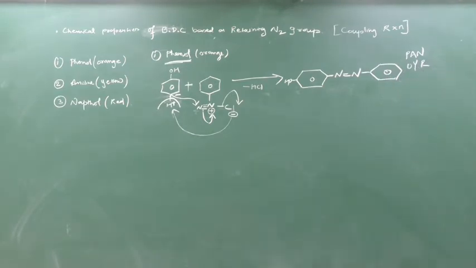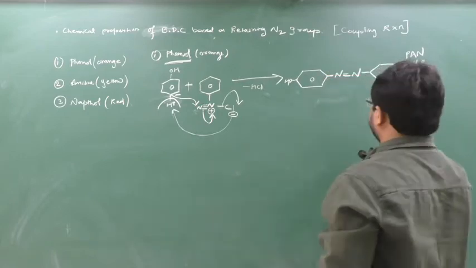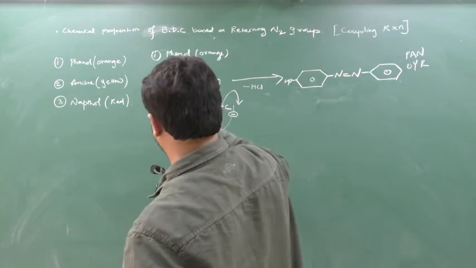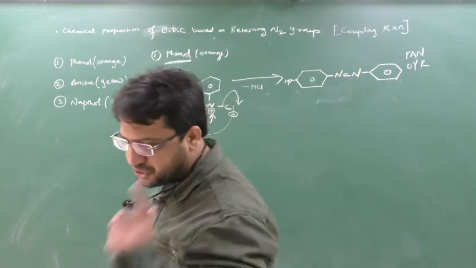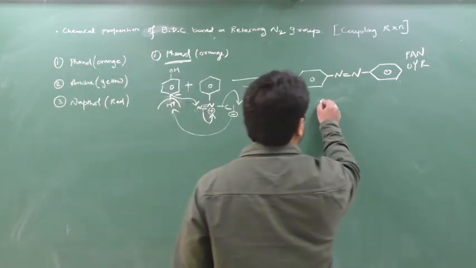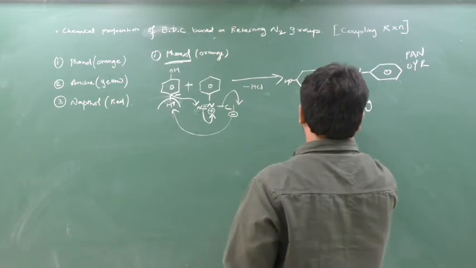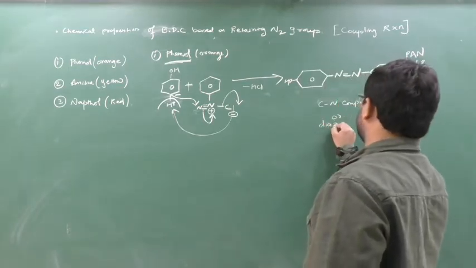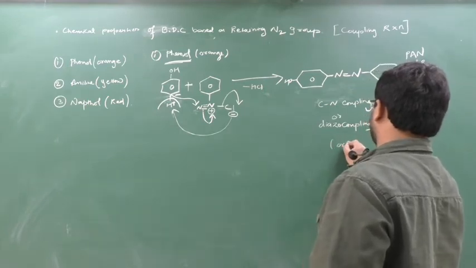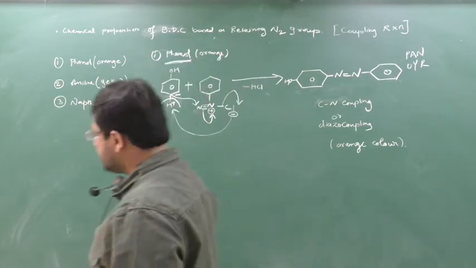This is your phenol dye. This is your orange dye. See, I have retained the group N2. In the previous reaction we removed the N2 due to entropy, but here I have retained it. So this is your dye. This is known as a CN coupling, or I can say diazo coupling. And this is orange in color.